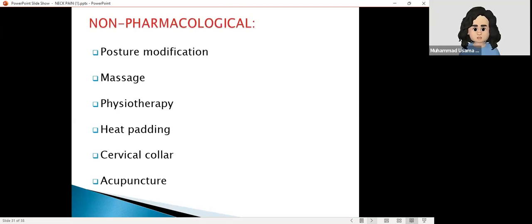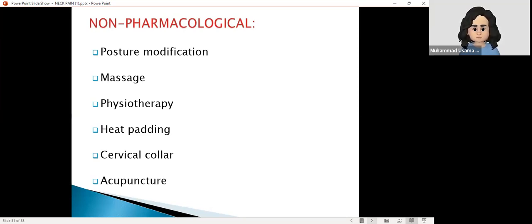Non-pharmacological. Among the non-pharmacological, posture modification is a very important thing. Sometimes patient का occupation या patient का way of sitting या way of doing the various life activities are basically a triggering factor for the neck pain with which the patient is presenting. And if we modify that activity and if we modify that posture, the neck pain of the patient gets relieved a lot.